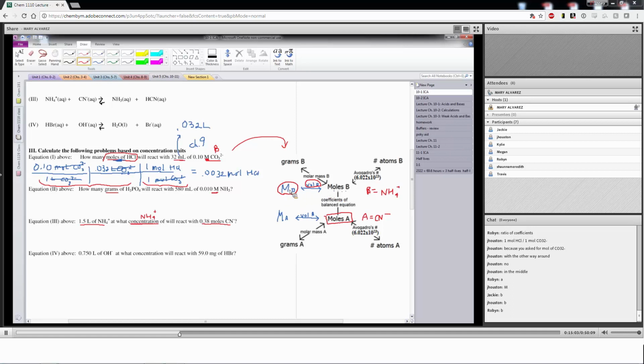All right, can we do that using the roadmap here? You guys help me out. What's my first step going to be? My first step would be to balance that equation, right? But it's balanced, so that's good. I was given moles of A, I was given volume of B. This is my final destination here. So starting from my furthest point, first thing I have to do is what?